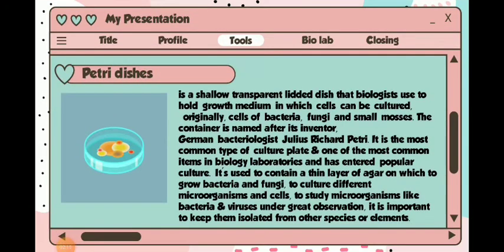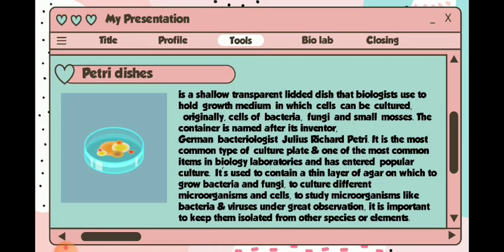Last but not the least, the Petri dishes. It is a shallow, transparent lidded dish that biologists use to hold growth medium in which cells can be cultured, originally cells of bacteria, fungi, and small mosses. The container is named after its inventor, German bacteriologist Julius Richard Petri.